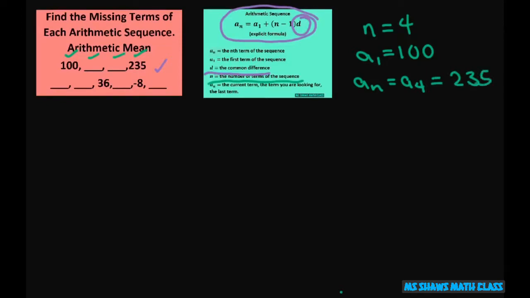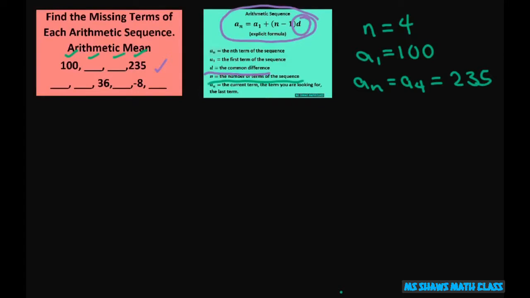In this case, I have 1, 2, 3, 4 terms. So N is the number of terms in the sequence, so that's 4. My first term is 100, and my last term, which in this case is also my fourth term, equals 235. Now just plug everything in and solve for D.